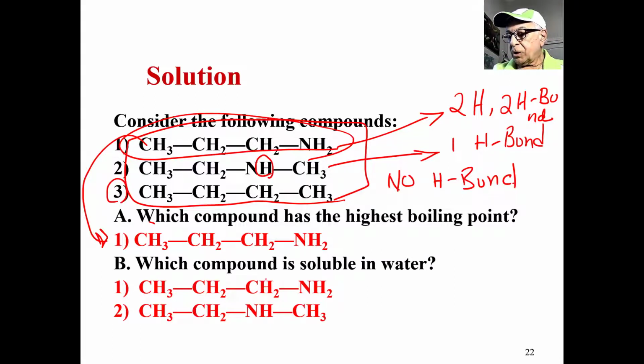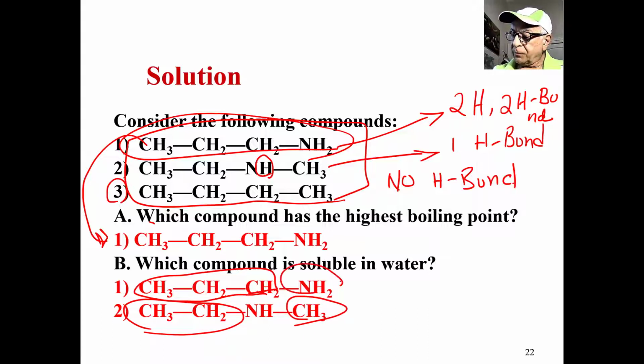Next question, which compound is soluble in water? Oh, this is soluble in water. Why? The alkyl chain has fewer than 5 carbons. And this is also soluble in water because both of them can make hydrogen bonding with water molecules. But if we had 6 carbons there, we would say hardly soluble in water.